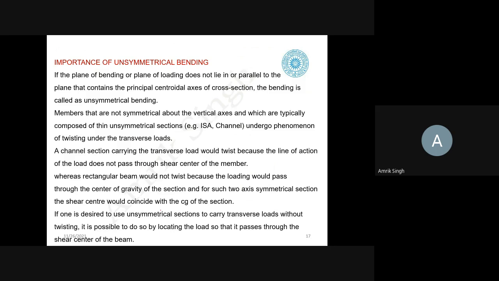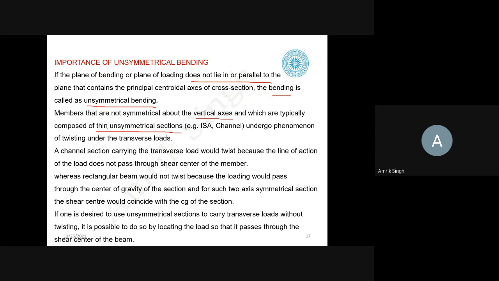So what is the importance of unsymmetrical bending? If the plane of the bending or the plane of the loading does not lie in or parallel to the plane which contains the principal centroidal axis of the cross section, the bending is called unsymmetrical bending. This is what we are talking about. So remember that these sections are not symmetrical about the vertical axis, and are typically composed of thin unsymmetrical sections. So this point is important.